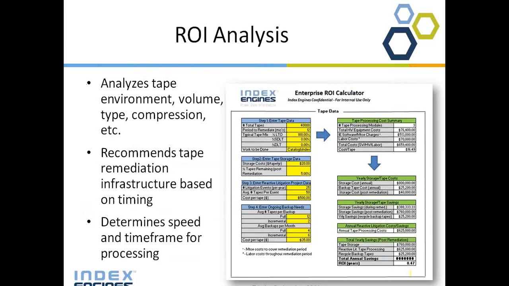We do have an ROI analysis, so if you're interested in learning more, we can take you through this calculator, which, in your environment, depending on the tapes, whether they're LTO 4 or 5 tapes versus DLT or 8 millimeter tapes, makes a big difference in processing speed. The calculator will look at your environment, the number of tapes, and give you an estimate of the resources and costs required to remediate these tapes for the long term.